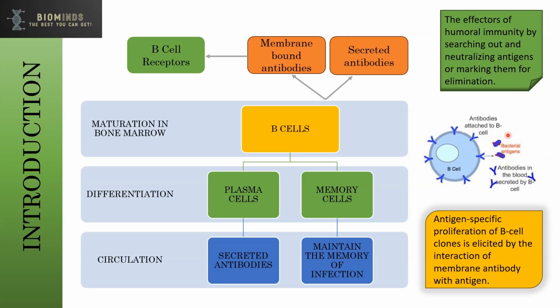Whenever bacterial antigens or any foreign particles enter your body, they will go and bind to this BCR, that is the B cell receptor. In short, we can call it a BCR. That is your membrane bound antibody, and it will activate your B cell. Once the B cell is activated, it will differentiate into plasma cells or memory cells. Plasma cells secrete the antibodies in the blood circulation, and memory cells will maintain the memory of the infection. So this is how the B cells produce antibody.